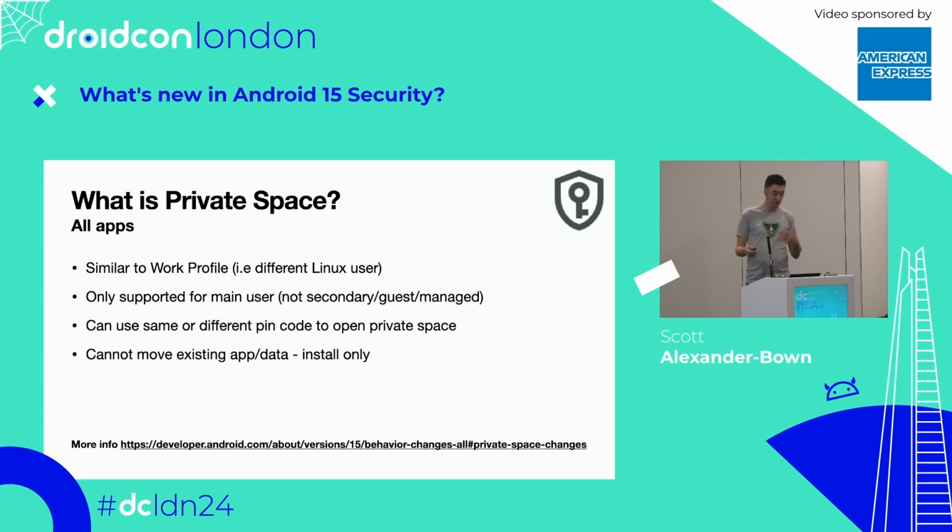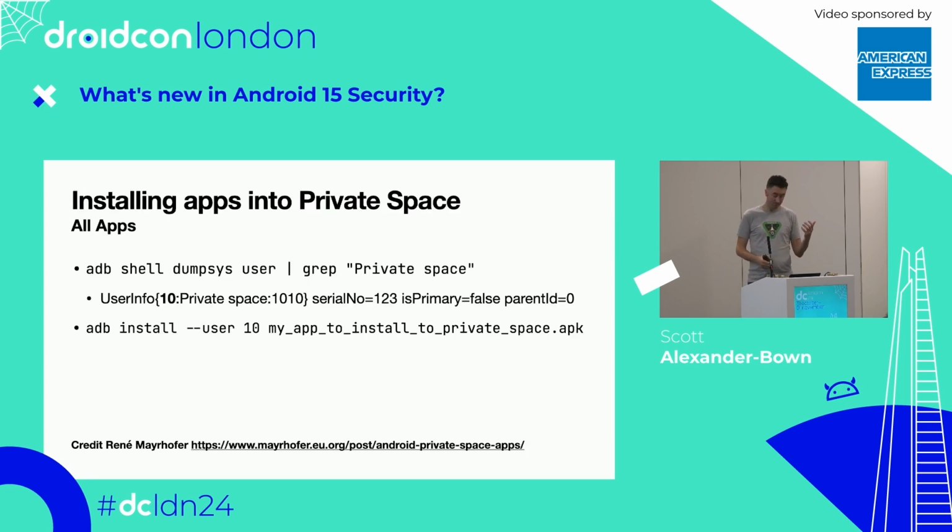For us developers, when we're testing if our apps work in private space, it's very easy to do. We just need to get the user ID effectively of the private space. In this case, for me, it was user 10. So you use that shell dumpsys command, and then you can use ADB to install using the user flag. This is a credit to Rene for this, these are pulled effectively straight from his blog.